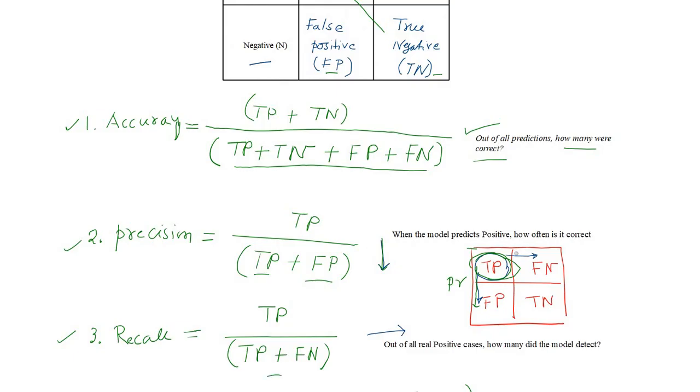If you see the convention, it is this arrow, so that's why I put it here for you to remember. Now, the definition of precision is: when the model predicts positive, how often is it correct. Whereas recall says, out of all the real positive cases, how many did the model detect correctly. This is the basic differentiation between precision and recall.